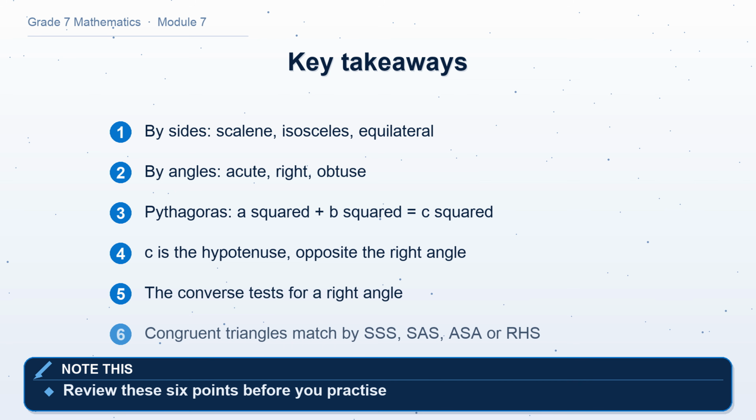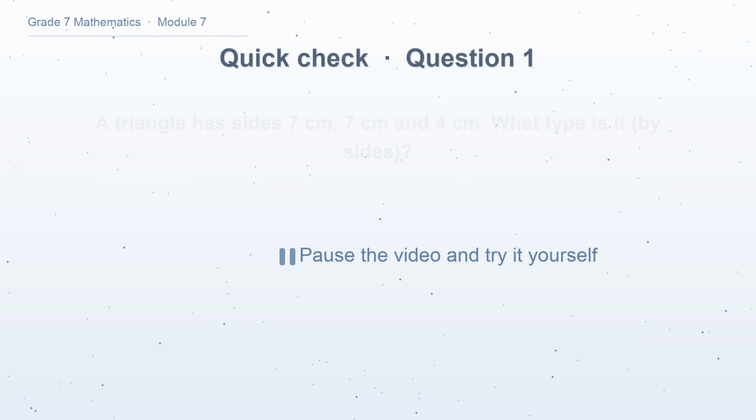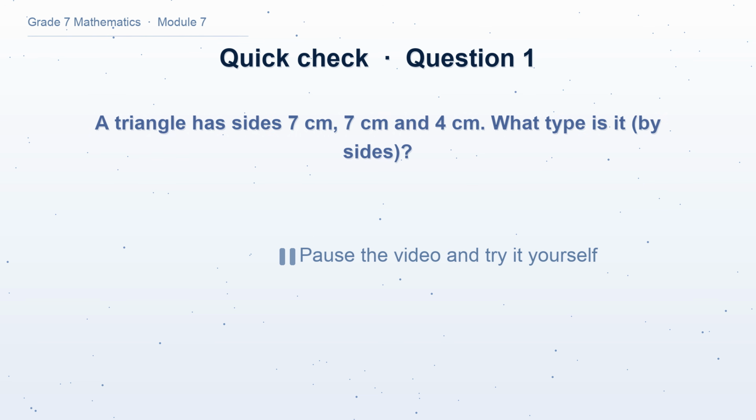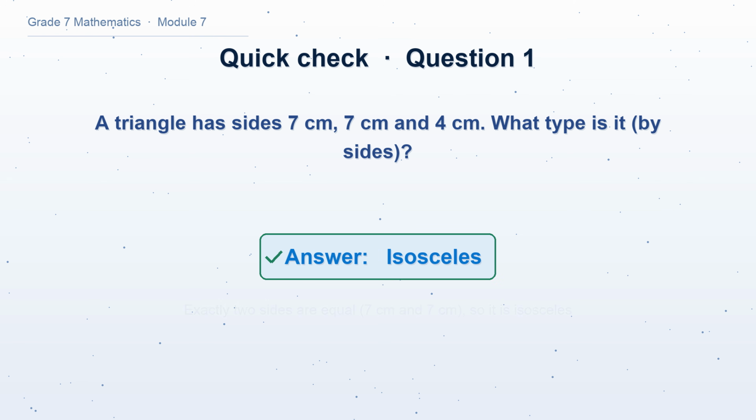Now let us check how much you remember with 3 quick questions. Here is the first question. A triangle has sides of 7 centimeters, 7 centimeters, and 4 centimeters. What type is it, judged by its sides? 2 of the sides are equal, both 7 centimeters, while the third is different. Exactly 2 equal sides means the triangle is isosceles.